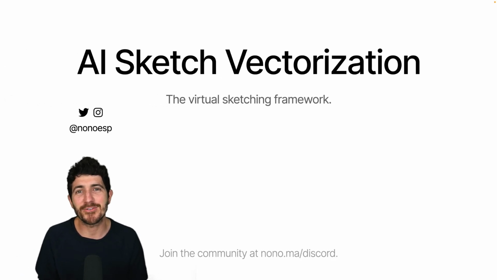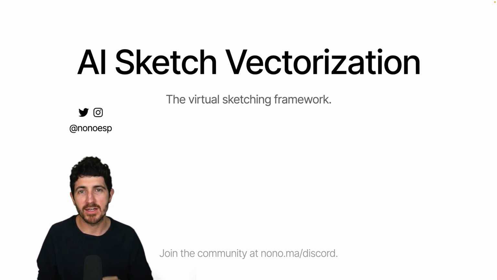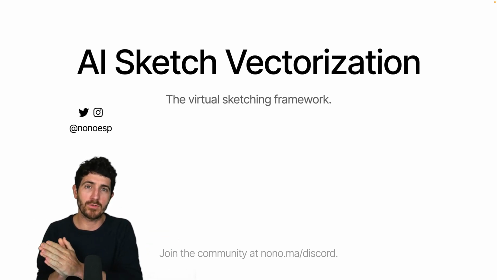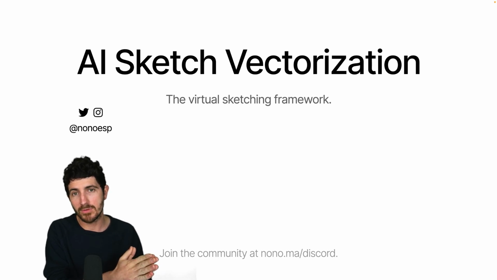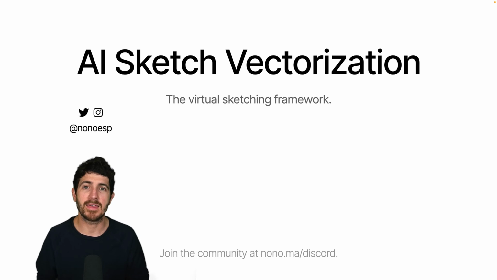Hi everyone, it's Nono here, and this is a quick overview on how we can use the AI sketch vectorization output to animate or to render drawings that we've passed from raster form into vector output or format with a machine learning algorithm.